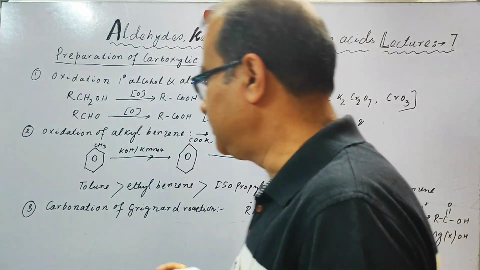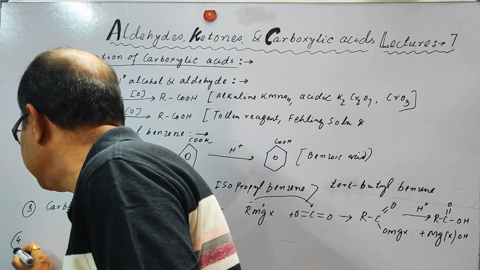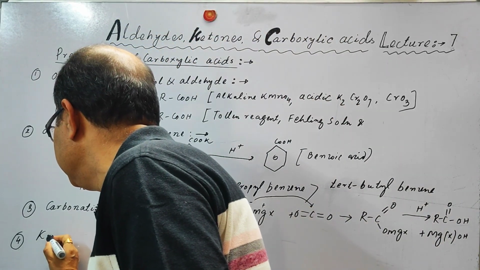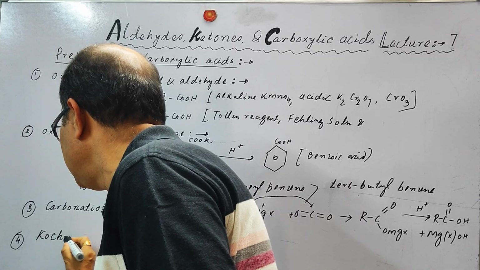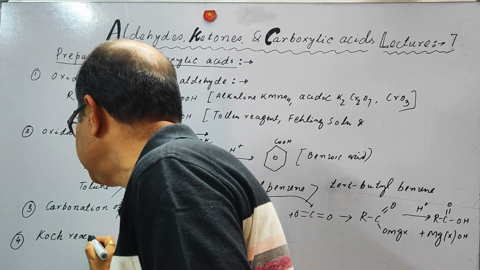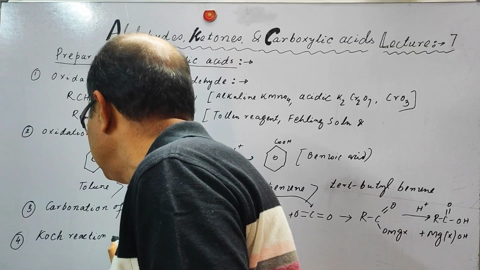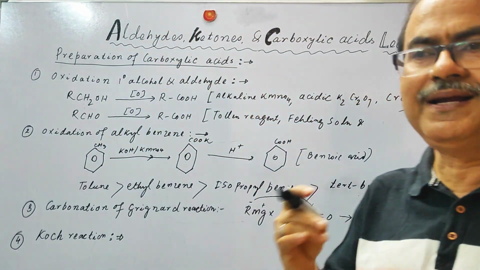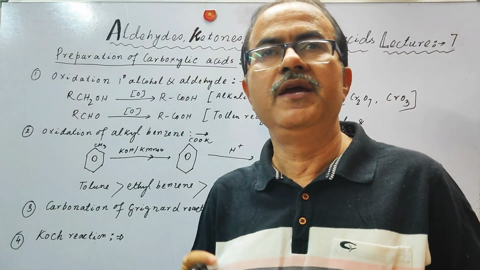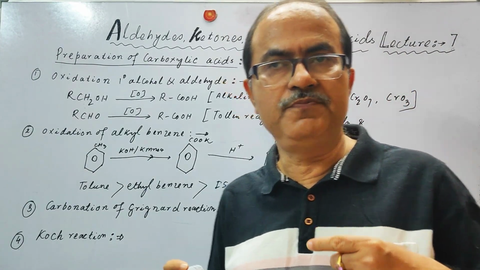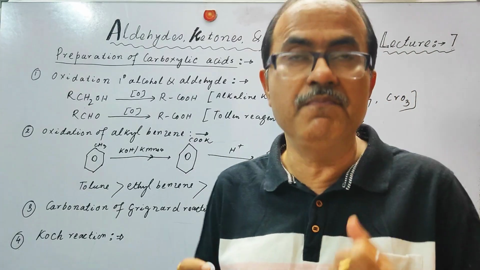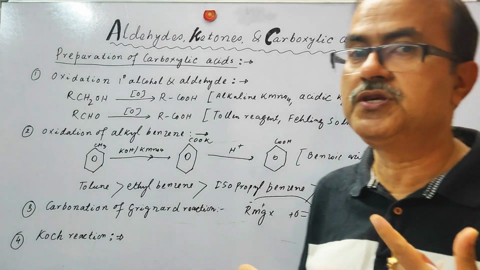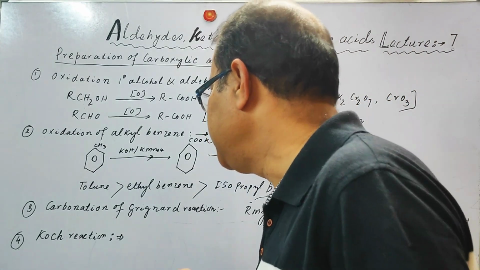Now the fourth reaction we are going to discuss is again a very important reaction, the Koch reaction. In the Koch reaction, an olefin is reacted with carbon monoxide and steam, heated in presence of a catalyst, and it is going to produce a carboxylic acid. Let us see the reaction.